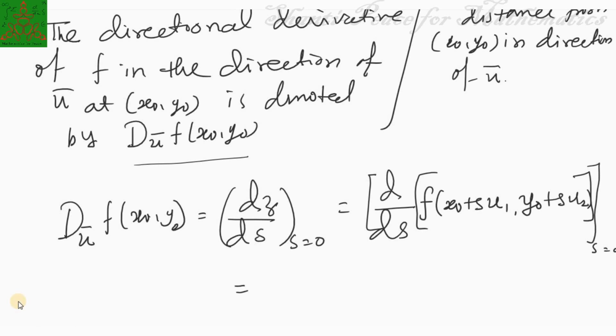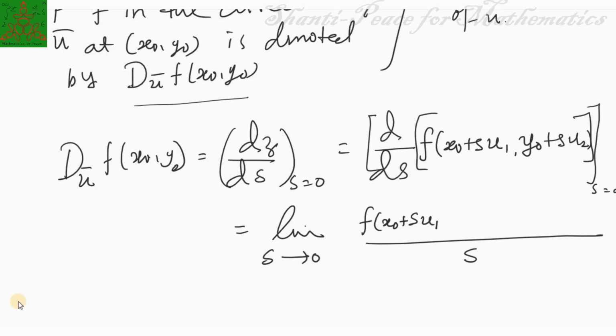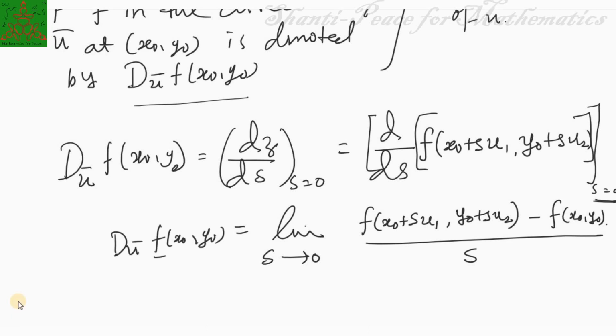By definition in terms of limit, we can write it as the limit as s tends to 0 of f of (x0 plus s u1, y0 plus s u2) minus f of (x0, y0), divided by s, because it is s minus 0. This is the formula to compute the directional derivative of f at the point (x0, y0) in the direction of u bar, provided this limit exists. If this limit does not exist, we cannot talk about the directional derivative.